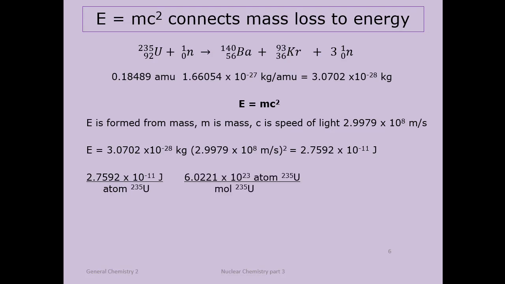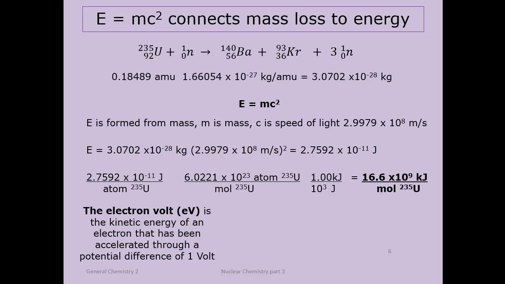If you want to compare that to numbers you're probably more familiar with, you'd need to think about a mole of uranium-235 undergoing fission. Use Avogadro's number to do the conversion. Again, you need to put in a lot more precision. Make the conversion from joules to kilojoules, and you end up with this number that we talked about earlier, on the order of magnitude of 10 to the 9th kilojoules for every mole of uranium-235 that undergoes fission.